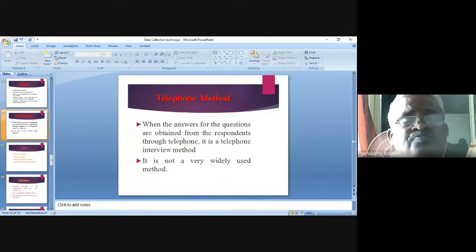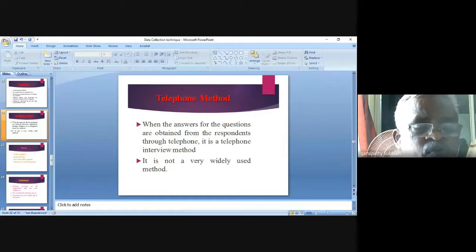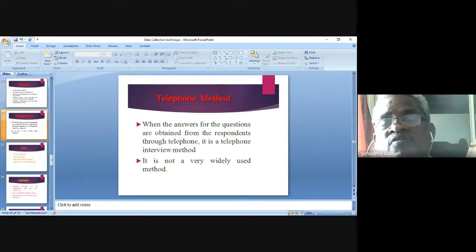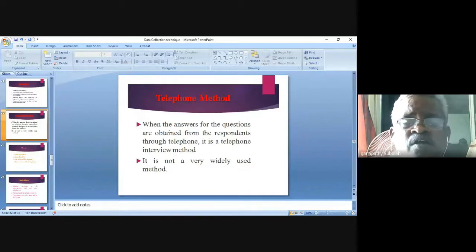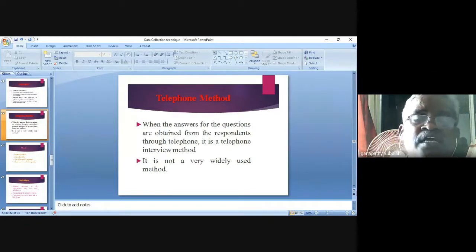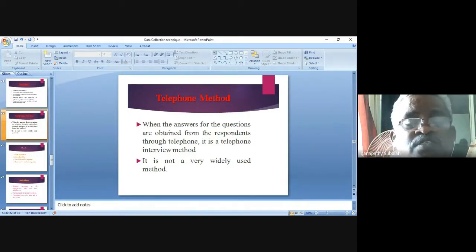Then the telephone interview method. When the answers to the questions are obtained from the respondent through the telephone, it is a telephone interview method. The researcher and respondent do not converse face-to-face; the conversation regarding the research data happens through the telephone. The researcher directly calls the respondent for the required information. It is not a very widely used method.